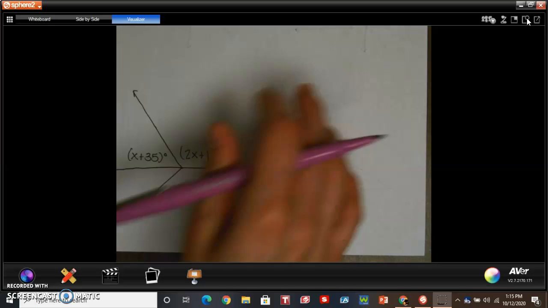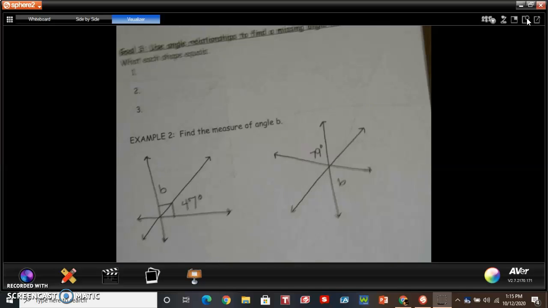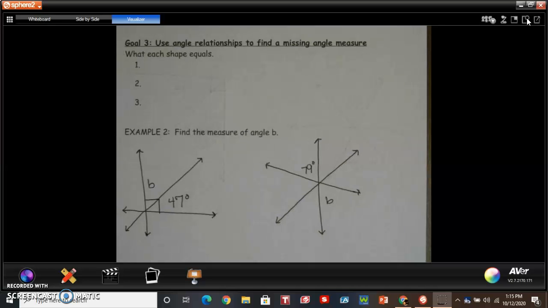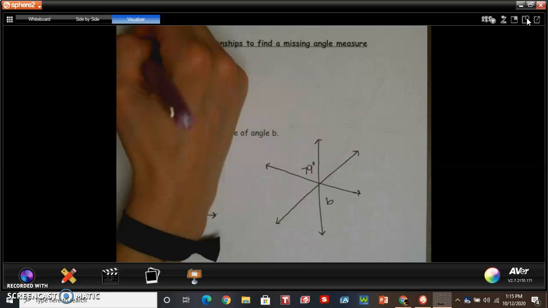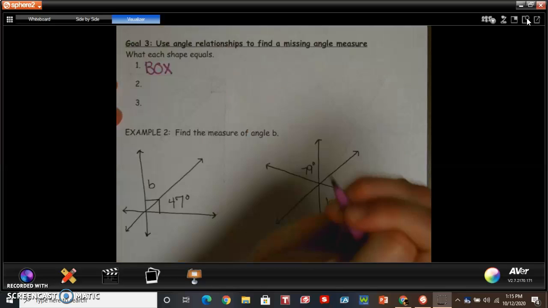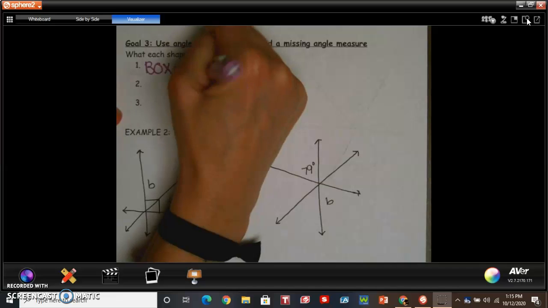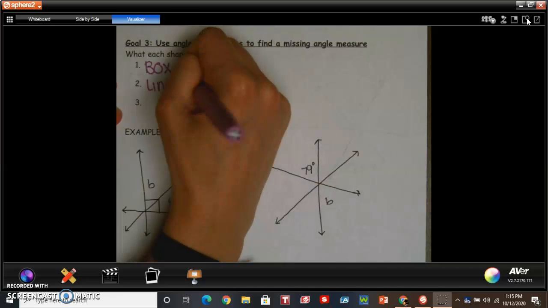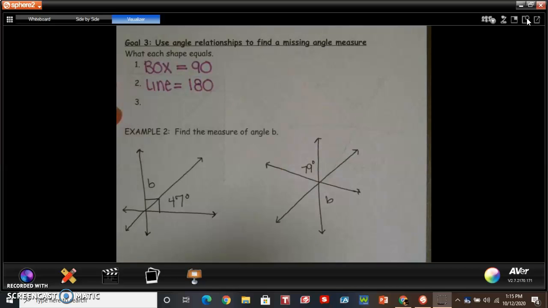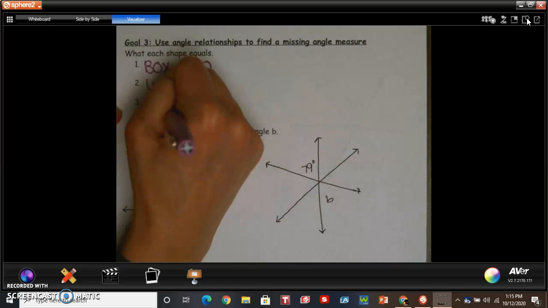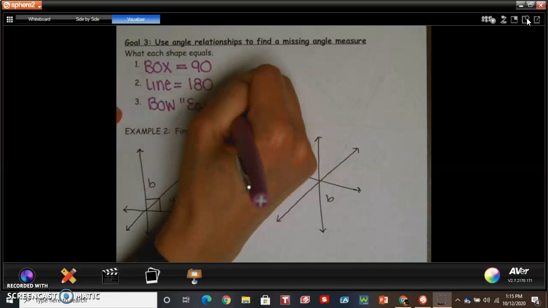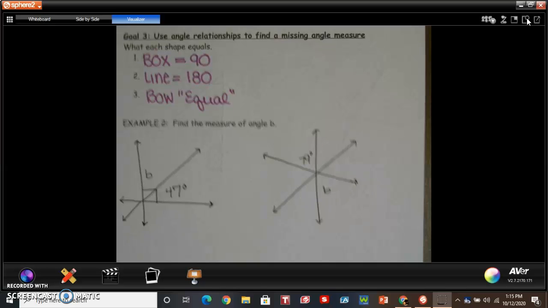All right, let's talk about goal number 3. And this is using our box, lines, and bow ties to find missing angle measures. So here's what you need to remember. If there's a box, it equals 90. If it's a line, it equals 180. And if it's a bow tie, it is just equal. So let's do some examples.